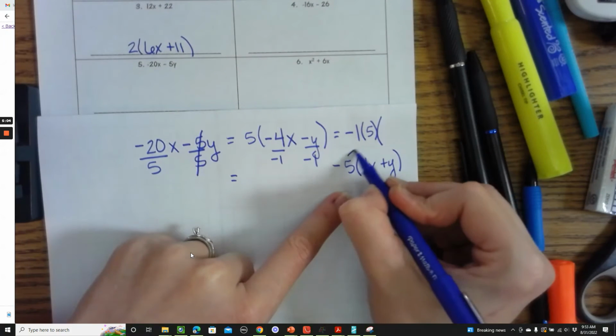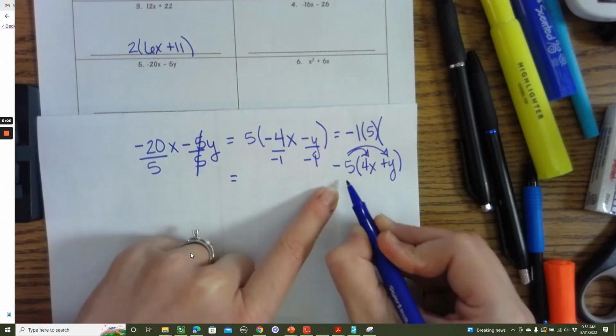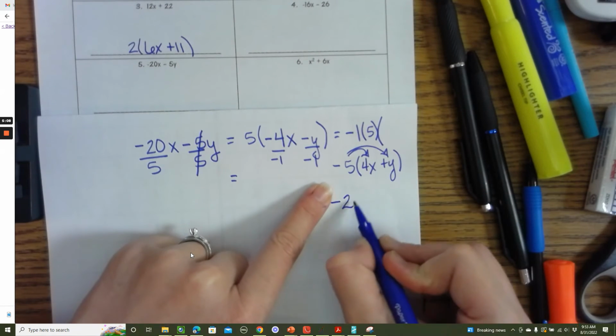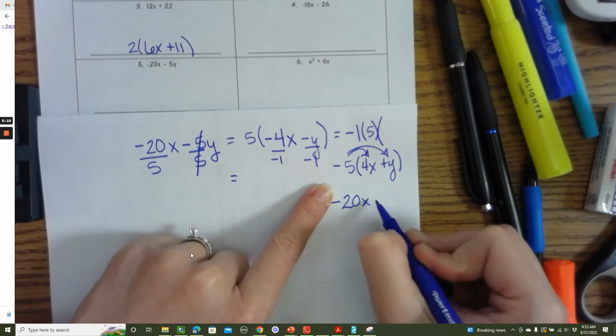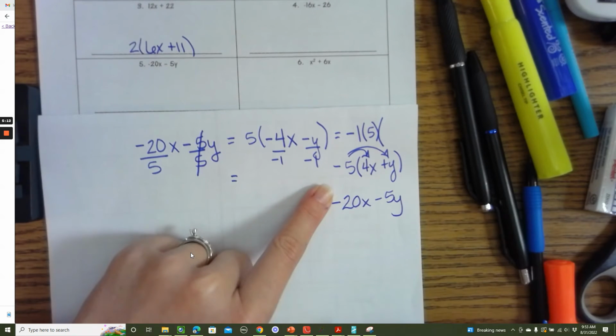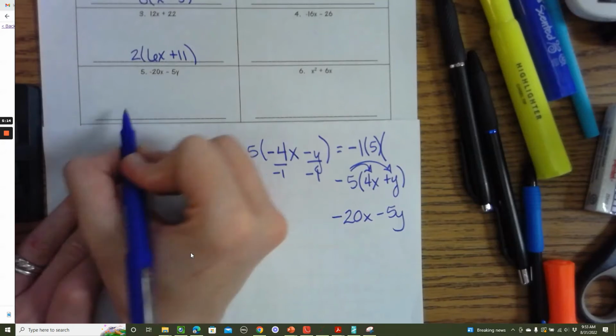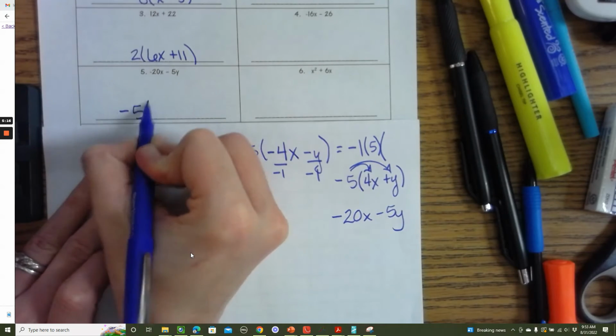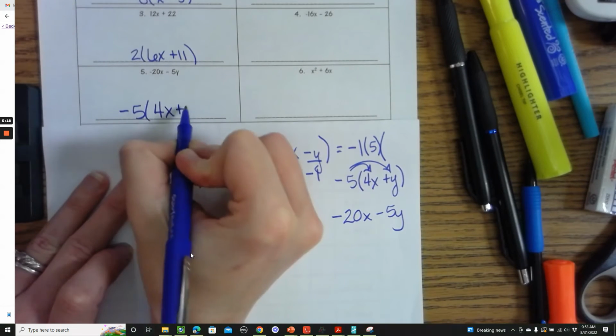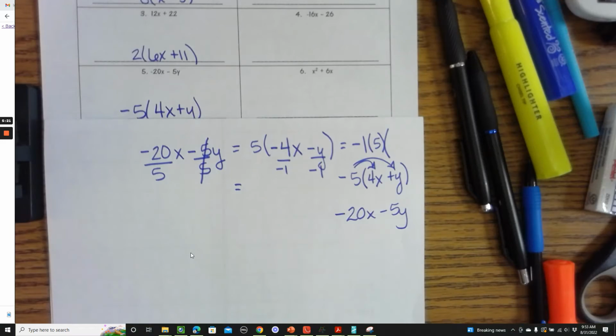And again, you can check. Negative 5 times 4x is negative 20x. Negative 5 times y, negative 5y. So negative 5, 4x plus y. So if both terms are negative, you've got to factor out that negative sign.